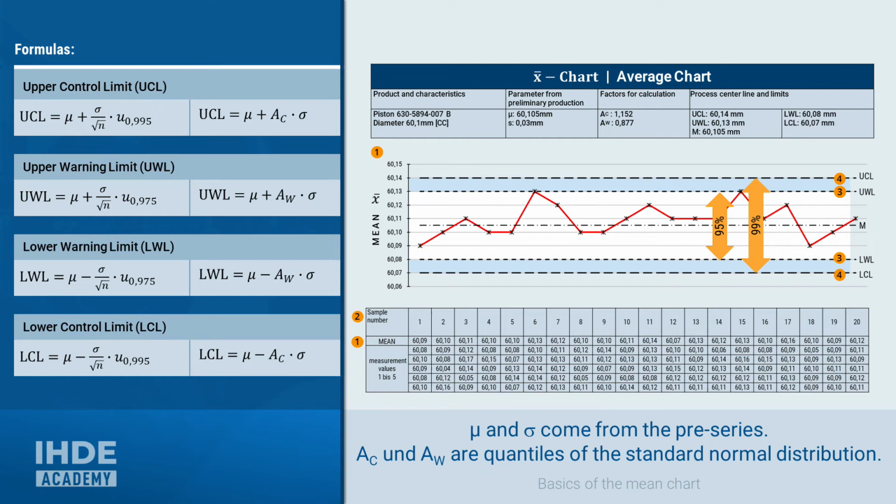The various formulas used to calculate the warning and control limits are shown on the left-hand side. In this lesson, we will only calculate the limits using the formulas on the right and take the factors AC and AW from corresponding tables.